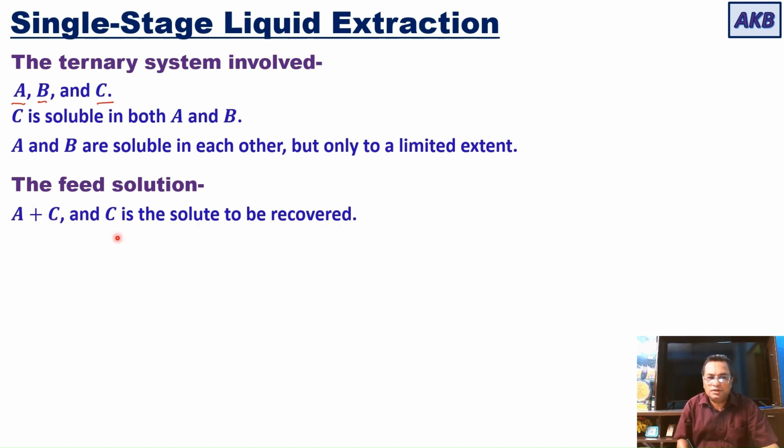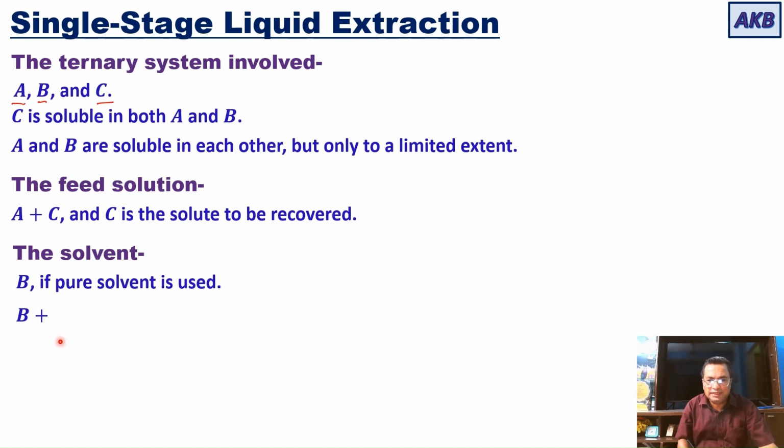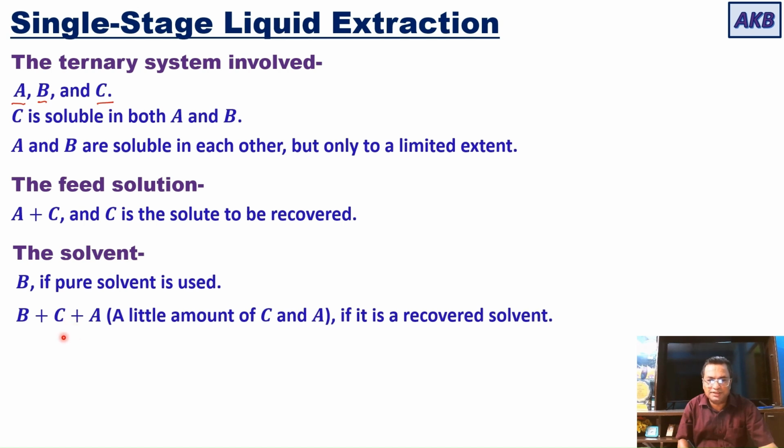Our aim in this single stage liquid extraction is to separate C from the feed solution. The solvent used is B if you use pure, fresh solvent. But if you are using a recovered solvent, then the solvent phase, you can call it in this case, will contain all three components. B will be the major component, with a little amount of C and a little amount of A also present if it is a recovered solvent.